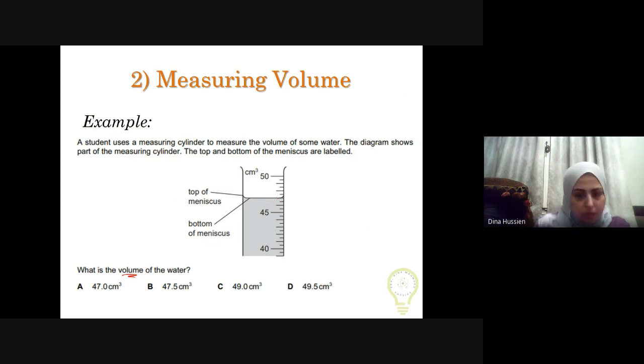I go to the bottom. Where is it? Here. Where is the reading? So this is my reading. I look at my scale. This is 45, this is 46, 47. So this must be 47. 47 what? 47 centimeter cube. So the answer to this one is simply A. Does anyone have a question concerning this part? Raise your hand or just simply ask.